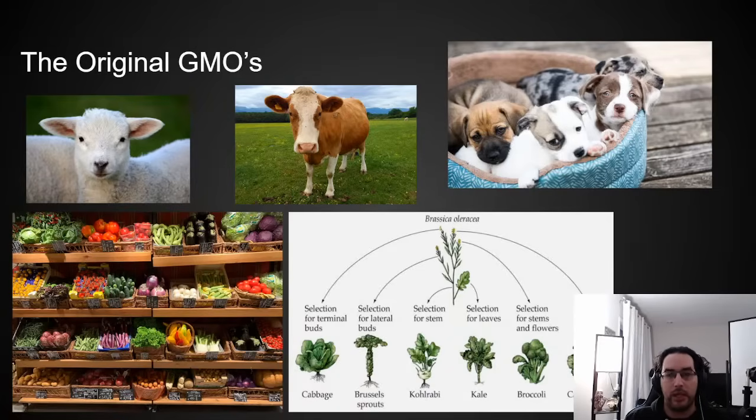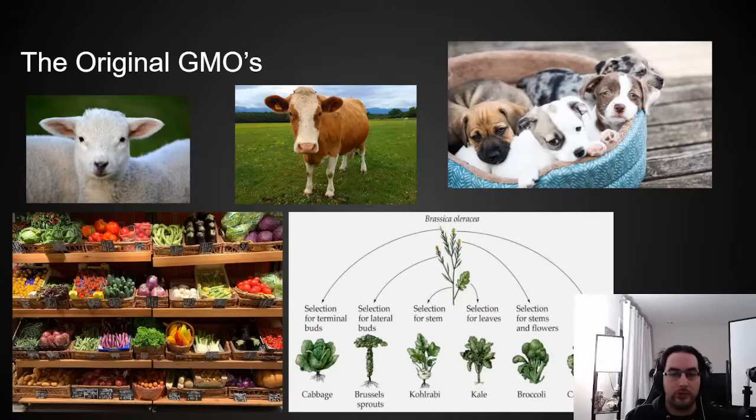So for people who say, I don't like GMOs, it's like, why do you not like puppies? Puppies are wonderful. Cows are wonderful. Sheep are wonderful. Every green vegetable that you eat, if it's cabbage, Brussels sprouts, kohlrabi, kale, broccoli, cauliflower, and a few others, this little image here does not actually cover the whole list. It's all the same plant. It's not just that they're similar species. It's the same species. They are the same plant, just modified by humans over thousands of years.